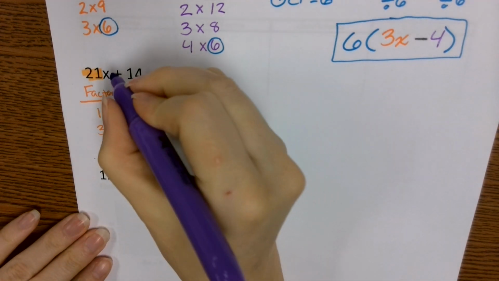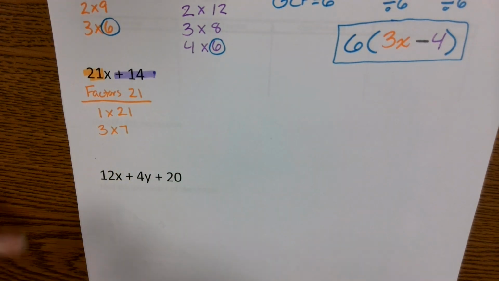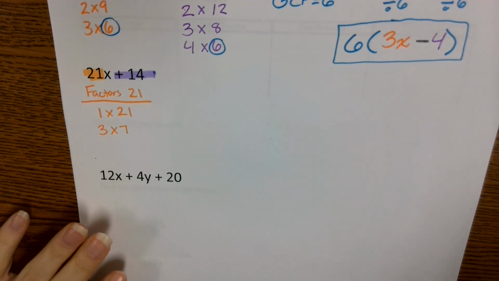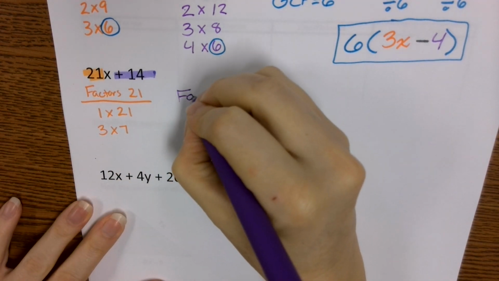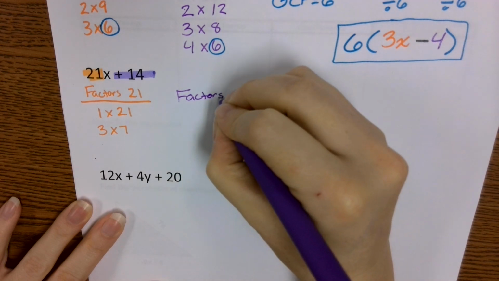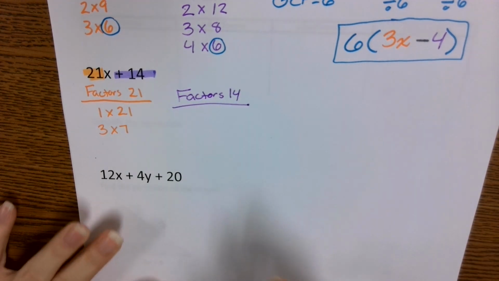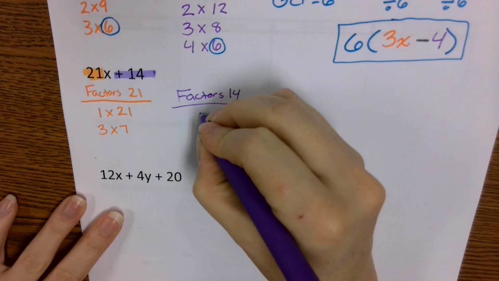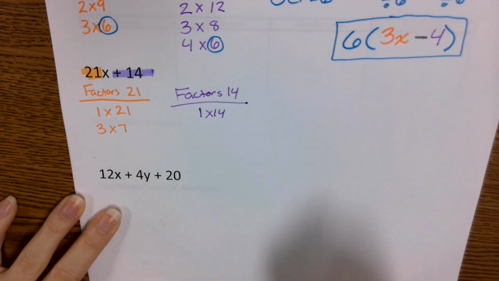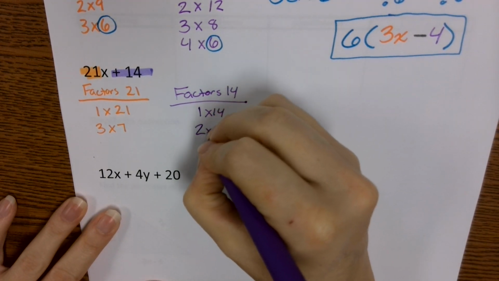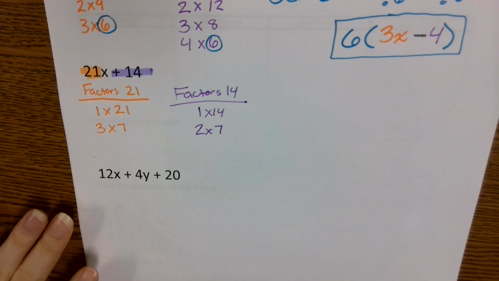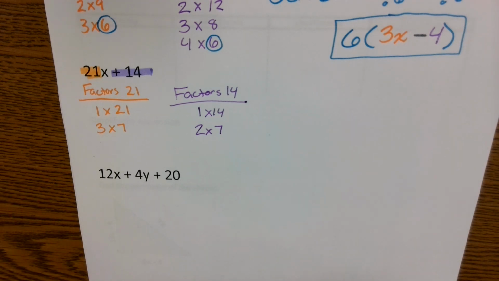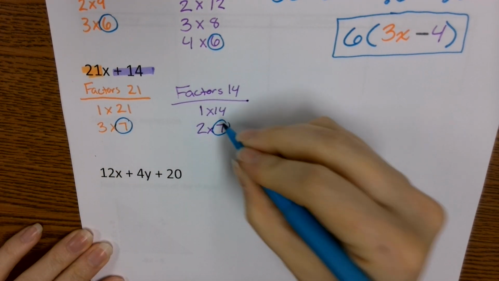Okay, now we're going to focus on the factors of our 14. Who can tell me all of the factors for 14? Isaac? And then what else? 2 times 7. Good. So then what is our greatest common factor up here, guys? 7. Right, the greatest common factor happens to be the 7.